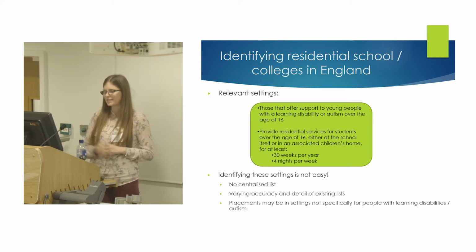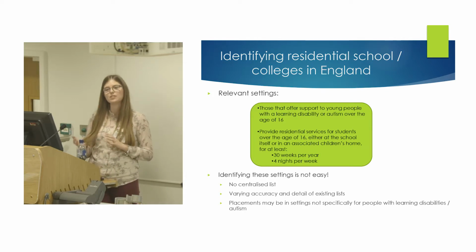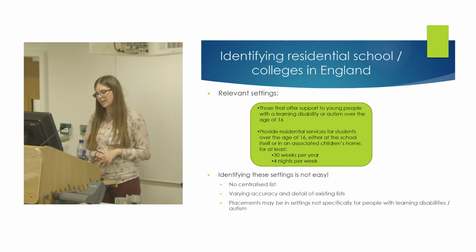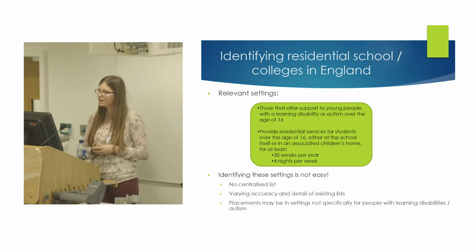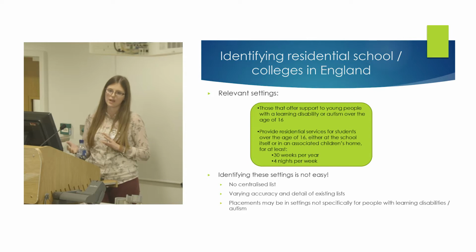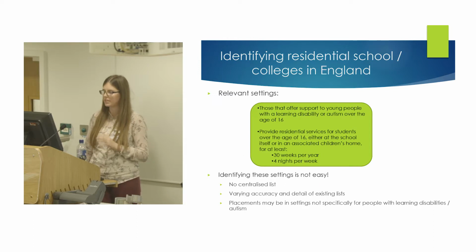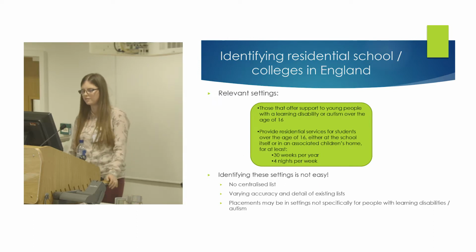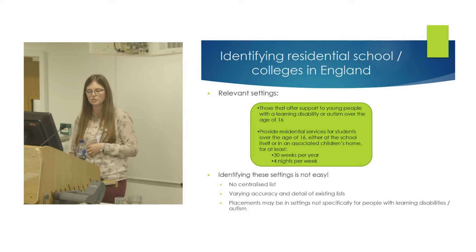But we found, as you can probably guess, this wasn't easy. In fact, it was very hard. There isn't really a centralised list. Of the lists that do exist, we found varying accuracy and detail in those lists. So there are, of course, lists in the Department of Education and other lists out there, but in some cases they're out of date, or the information isn't particularly accurate or updated. And we found as well that placements for young people with learning disabilities or autism might be in settings that aren't actually specifically for people with learning disabilities or autism. So a lot of the placements were in settings that primarily focused on social, emotional and mental health needs, and so we needed to make sure that we captured those as well.